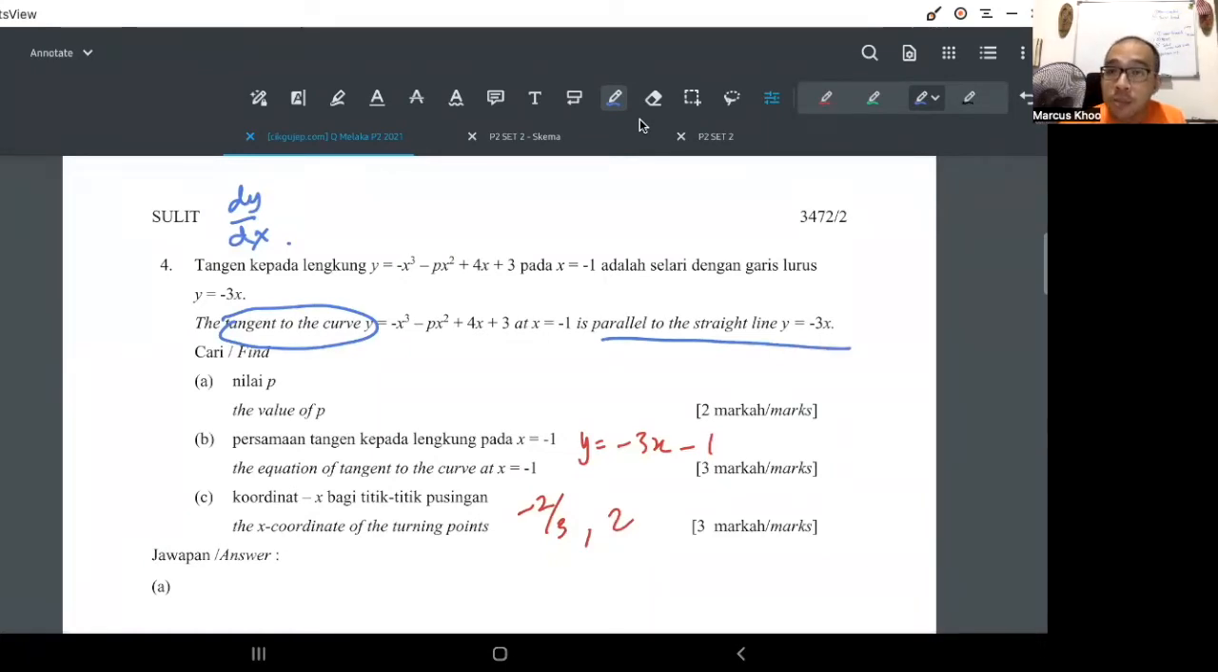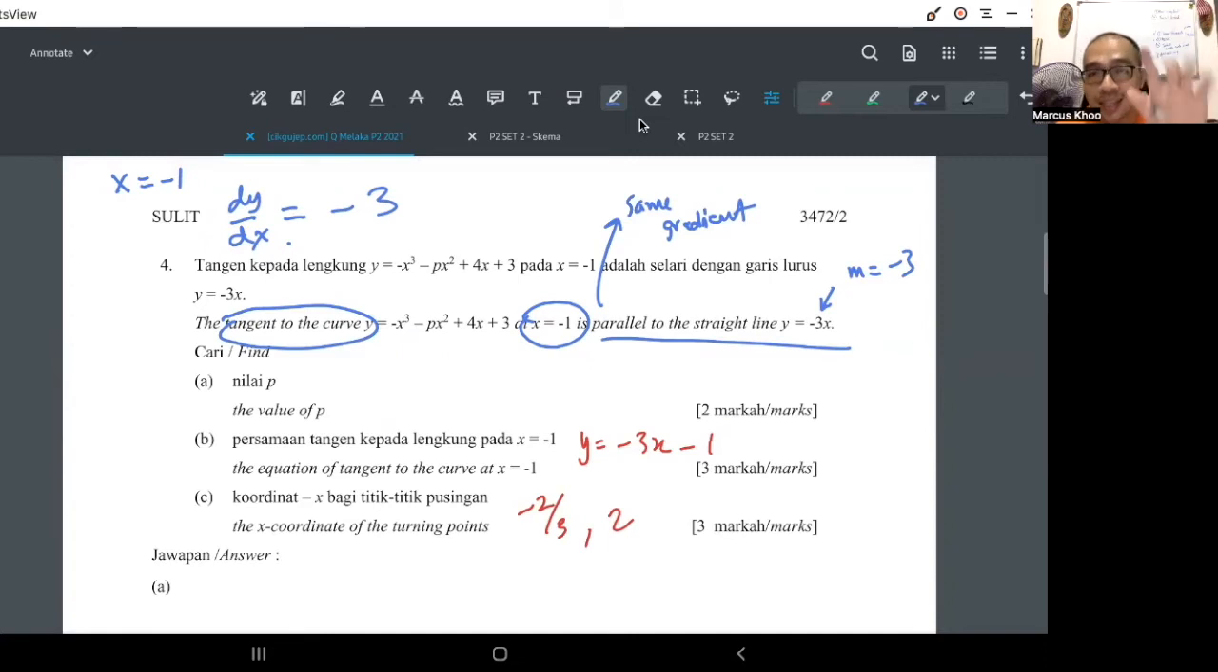So what does parallel mean? Parallel means same gradient. And what is the gradient of this straight line? Obviously it is -3. So what it is trying to tell you is that when x equals -1, the dy dx equals -3. That's what this one sentence is telling you without telling you directly.